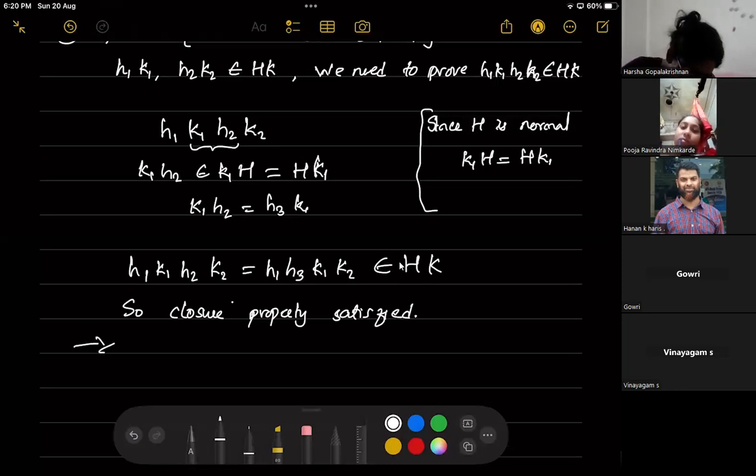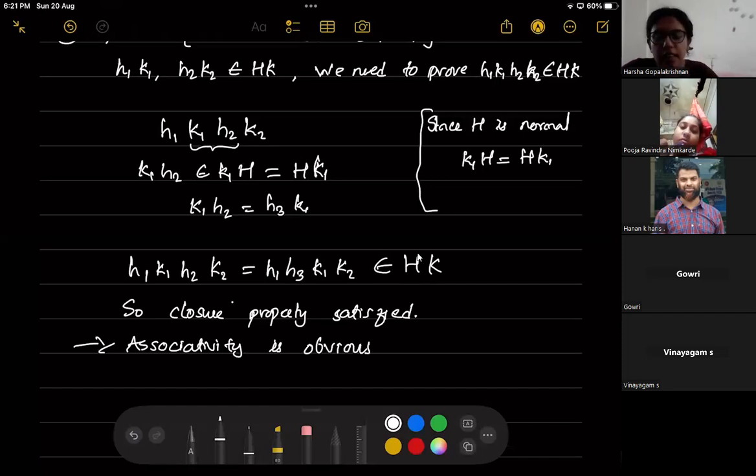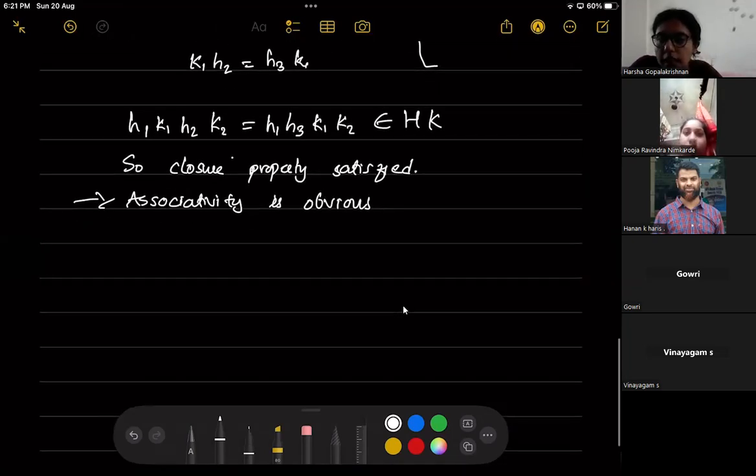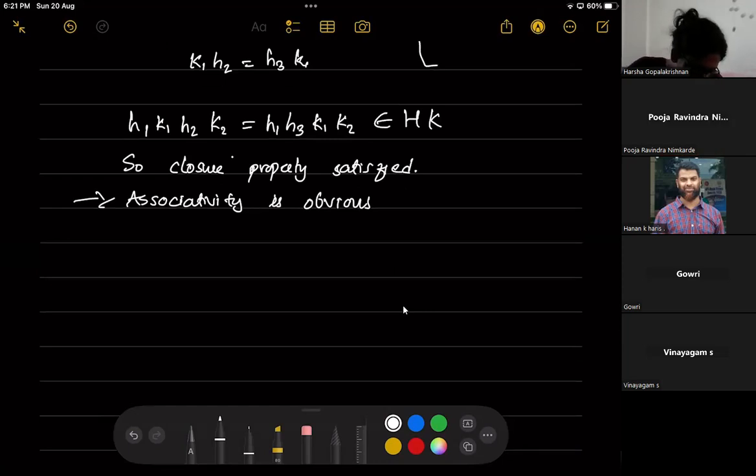Now, associativity is obvious. Anyone having doubt in this closure property? Is this clear for everyone? And associativity also is obvious. If you have any doubt here, you can ask. Otherwise, we can go to the existence of identity. Next, we need to prove that identity belongs to HK. So, can anyone say why identity belongs to HK?